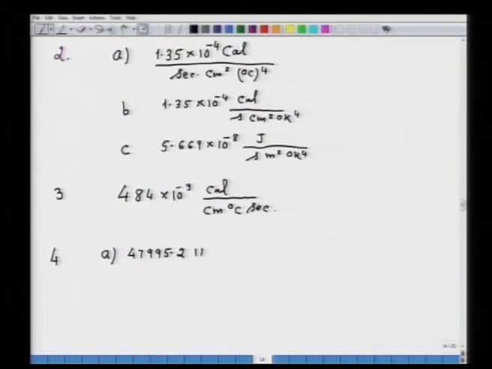47,995.2 Newton per meter square, and B, the answer is 1002.4 pound force per feet square. The answer for fifth, where you are required to convert 1.2 dynes per centimeter square into microns of mercury, is 1.596 microns.